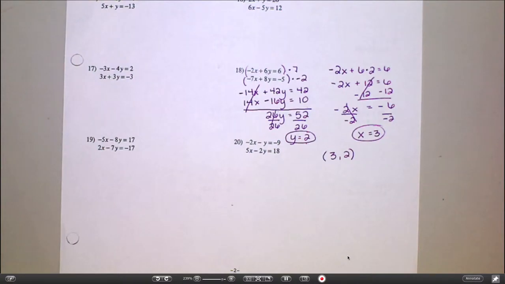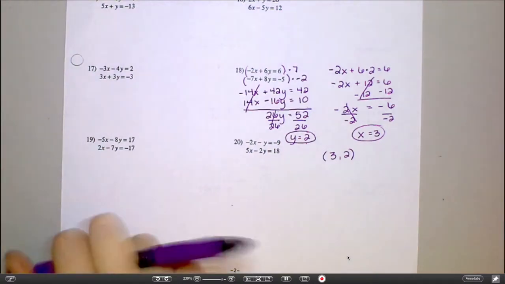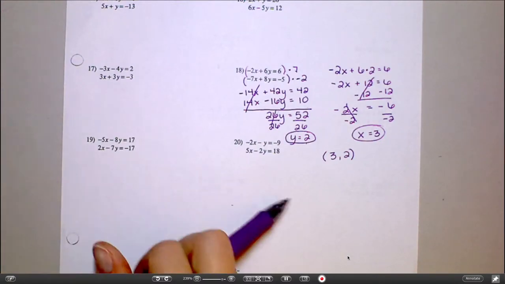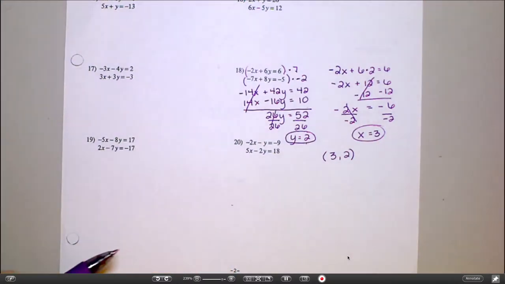Someone who attempted this problem and was having trouble with it, where did you mess up? What did you do differently from what I did? Cancel out the y's. Okay, you canceled out the y's instead, which technically would still work. What did you turn them both into? 24. Okay, that should work fine. Were you able to get that answer out of it? No? I couldn't find what I did wrong. Okay. Let's try that real quick.